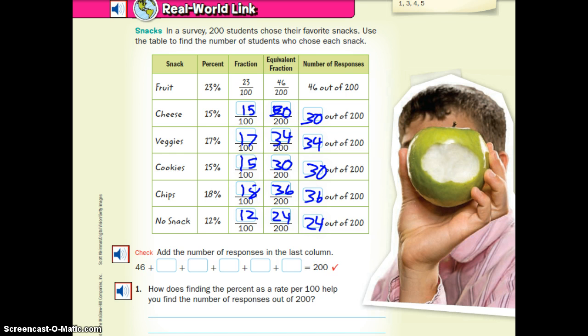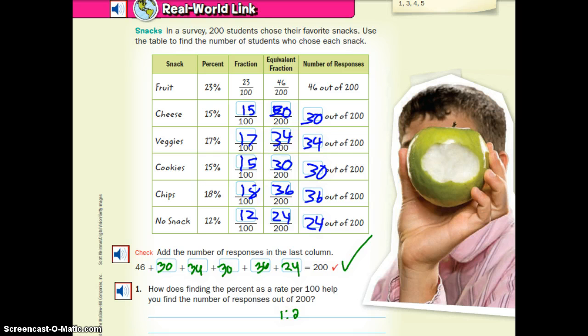We have 46, 30, 34, 30, 36, and 24. If we add them up, we should get 200. How does finding the percent at a rate per 100 help to find the number of responses out of 200? We know the relationship is 1 to 2, so it helps us in solving problems. Preston, thank you so much for being a guest speaker.